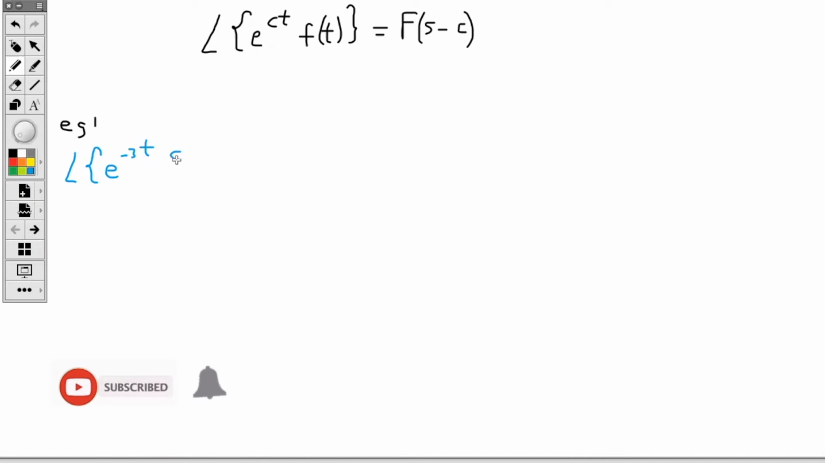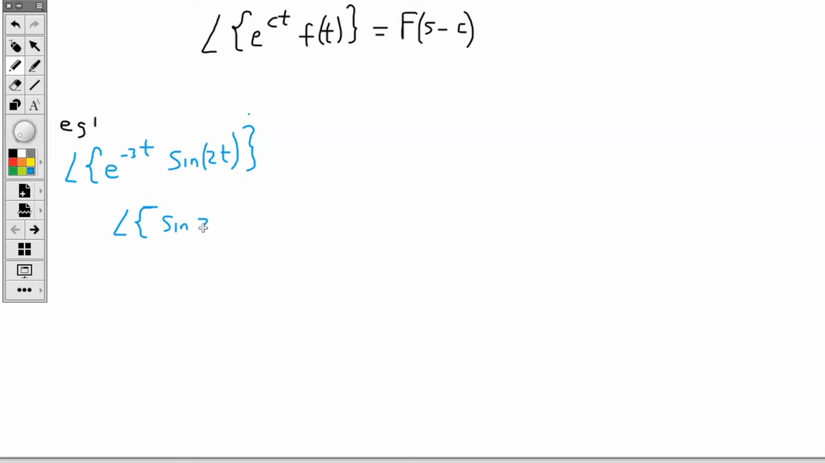Here we're going to find the Laplace transform of e to the minus 3t times sine 2t. Looking at this, we can see that we're going to apply the first shift theorem since we have an exponential function multiplied by a function of t. So sine 2t represents f(t), and when I transform this, I will subtract c from wherever I see s.